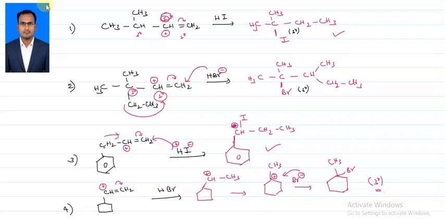Hope you are understanding. Then the anti-Markovnikov's rule is there in the presence of peroxide, that is HBr, and CCl4 and Br2 are there with the mechanism. So there are more examples and mechanisms in these alkenes. So we will discuss further.